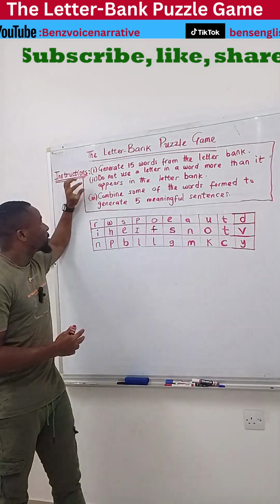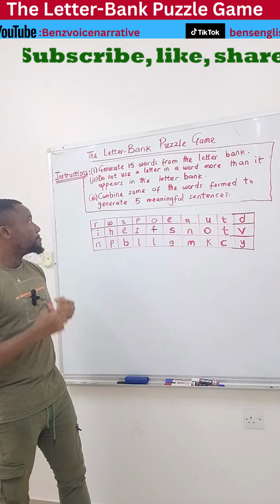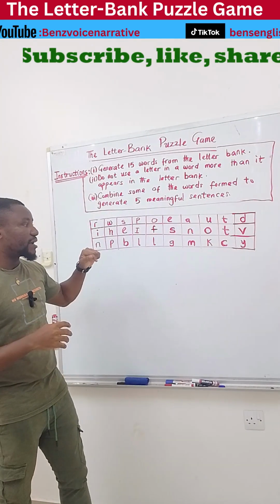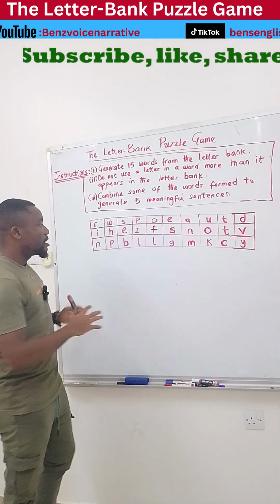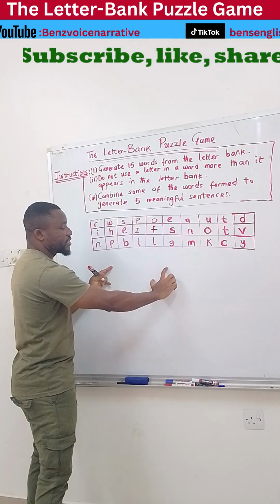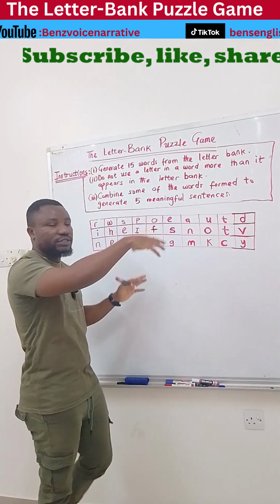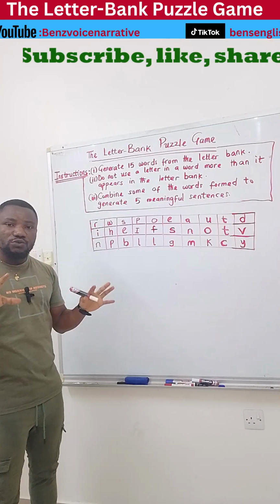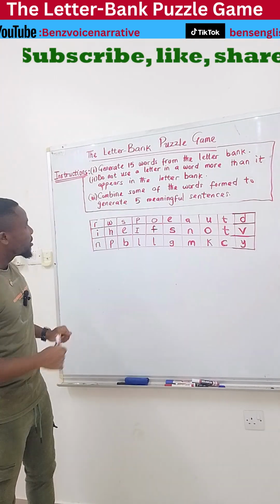That is clear. The second instruction says do not use a letter in a word more than it appears in the bank. Do not use a letter in a word more than it appears in the letter bank. So while you generate your words, make sure that each word does not have a letter more times than that letter appears in this bank. Not to worry, I'm going to give examples before you take on the task.